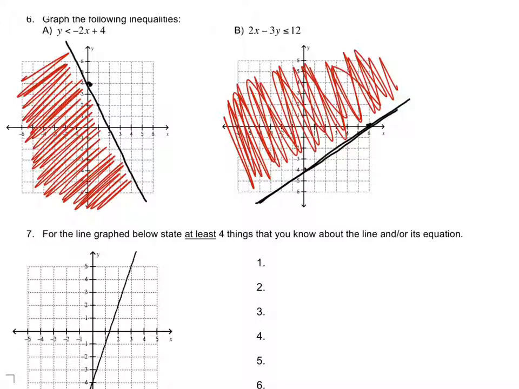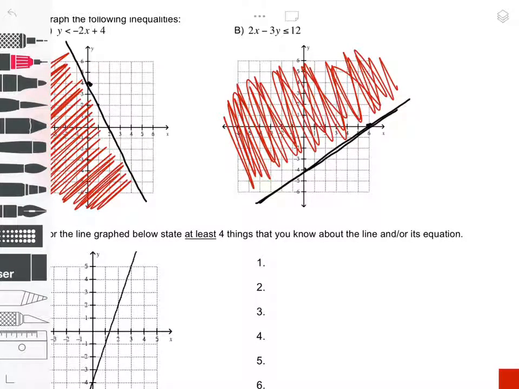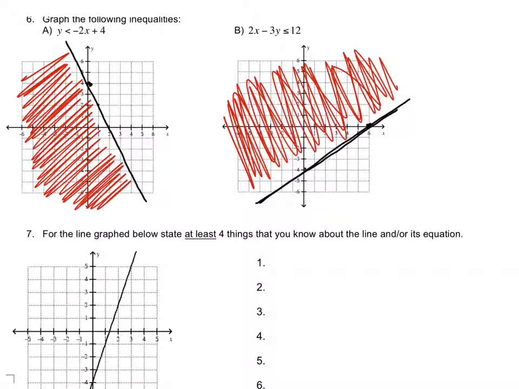Number 6. Graph the following inequalities. Letter A, y less than -2x plus 4. So I would like to graph my borderline. For this one, make sure you draw dotted lines to represent that the line is not including the borderline. Y less than -2x plus 4. Borderline should be a dotted line, not including the line itself.